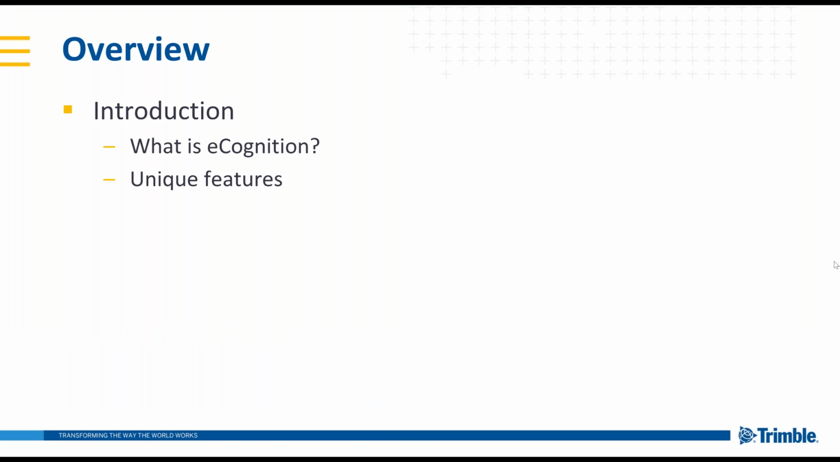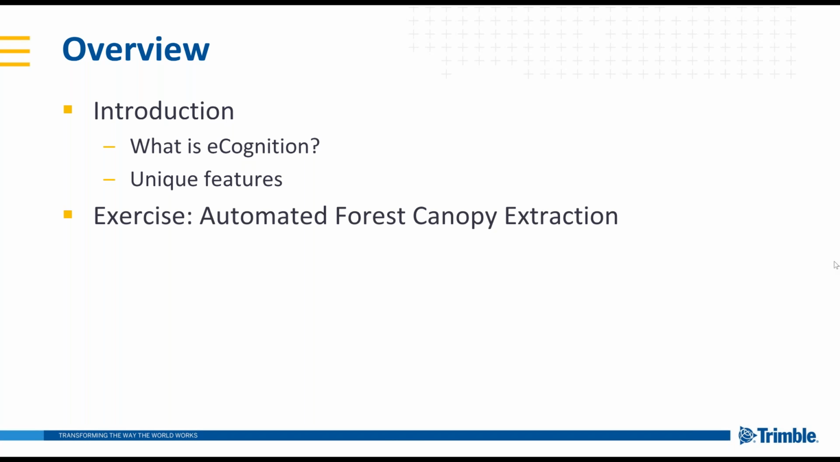So first of all, an overview of what we will cover in today's webinar: a brief introduction, what is eCognition, some of its unique features for those of you that are not yet familiar with our software or maybe have forgotten what certain features are available within the software. We'll just do a quick overview. Then we'll jump right into our exercise on automated forest canopy extraction, looking at a fully automated workflow to extract forest canopy data information from imagery and point clouds in this case. And then we will wrap things up with an overview of what type of eCognition resources are available to you on the World Wide Web and beyond.